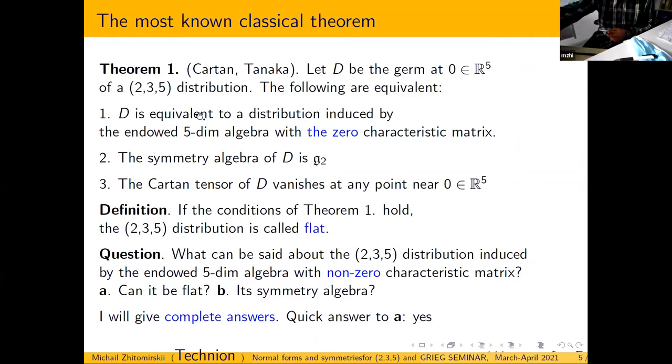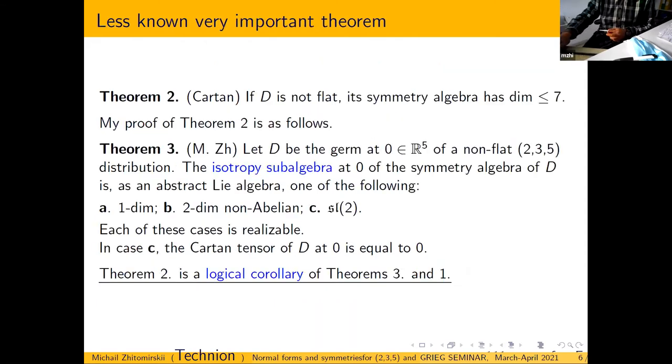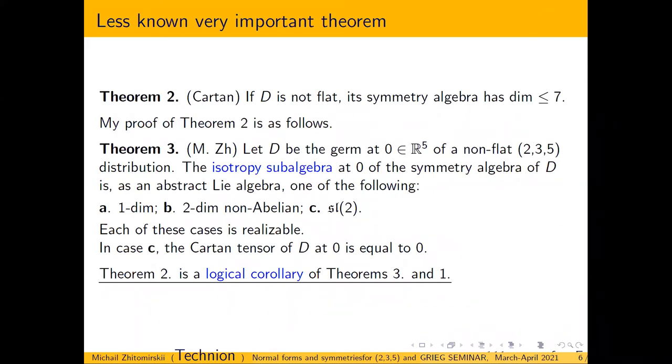So this theorem is the most known theorem for people who somehow deal with that. And what is less known, but also an extremely important theorem, and I think it should be attributed to Cartan. I have to speak with Dennis more attentively on that. He has some doubts. So maybe Dennis is right that it's not completely Cartan. Dennis? Dennis is here. Hello. Hi. You agree that this theorem, that if D is not flat, in the analytic category, its symmetry algebra has dimension not more than 7. You said in your lectures that you are not sure that Cartan proved it completely, right? Well, I mean, he proved it within the context of his reduction method. He is using bundle reductions to do that. So with that assumption, yes, it's certainly attributable to Cartan.